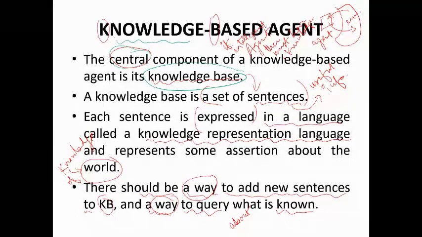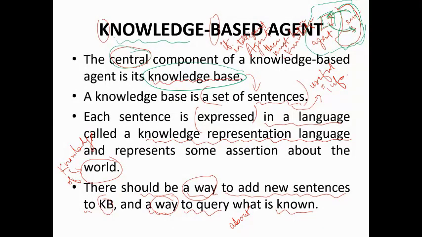The main component of a knowledge-based agent is the knowledge base, and it works exactly in the same way as I have shown you earlier about the functioning of agents. So here we have the agent and the environment, and there is interaction between them by sensing the environment using the sensors, and then doing some action by the actuators. So this is all about the agent.